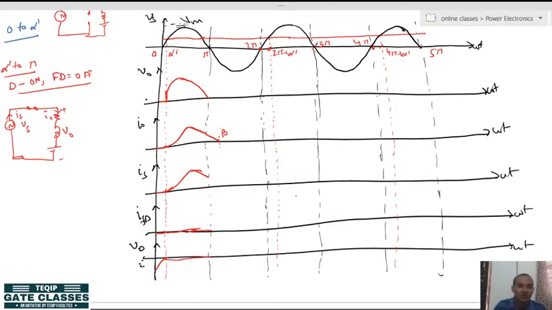Now we talked about what is happening from pi to beta. What is happening here? We have to consider that now.